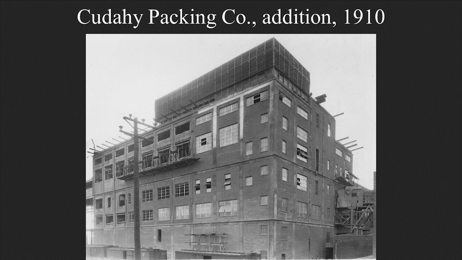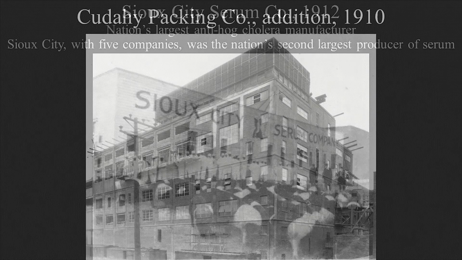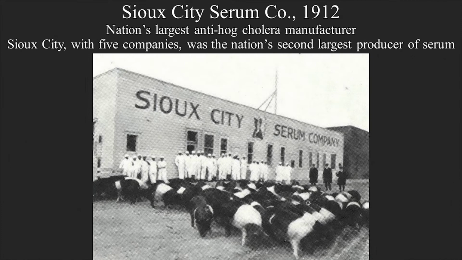Of those projects in the stockyards included an addition to Cudahy Packing in 1910. Now, Cudahy was Sioux City's largest employer in this era with about 2,000 to 2,500 employees. The Sioux City Serum Company started in 1912. Now, that company was the largest anti-hog cholera manufacturer. And Sioux City, with 5 of these anti-hog cholera companies, was the nation's second largest producer of this serum after Kansas City, Missouri.